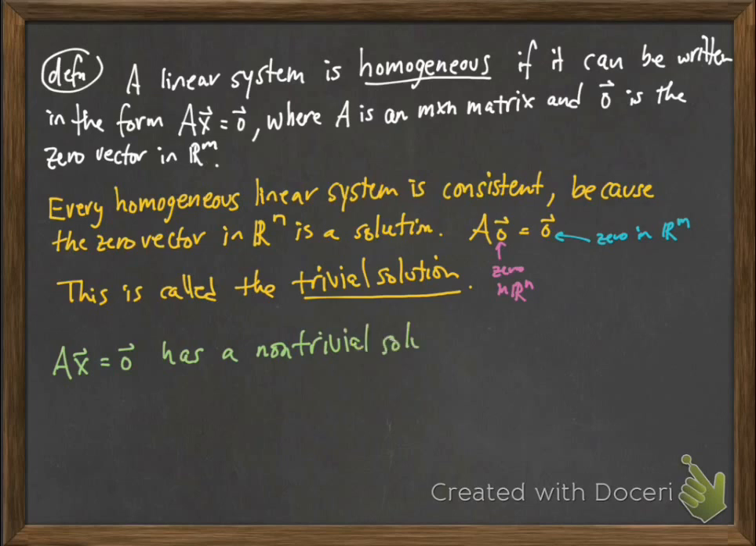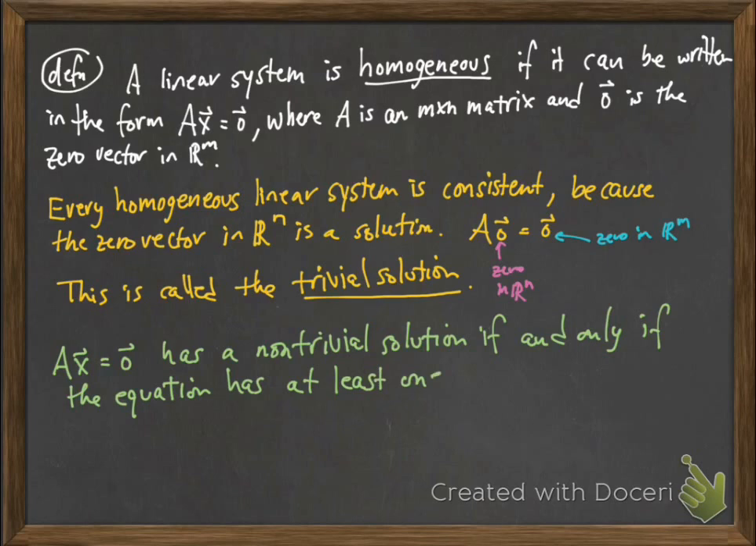Now, the homogeneous equation has a non-trivial solution, so a solution other than the trivial one, if and only if the equation has at least one free variable.